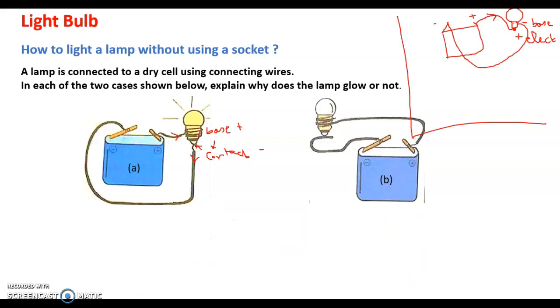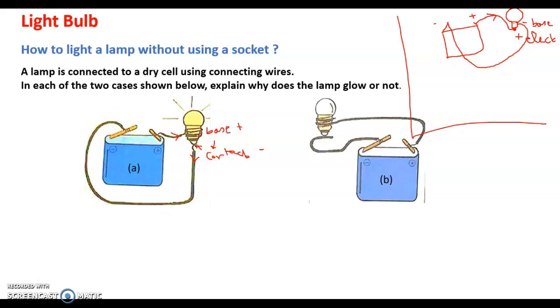How to light a lamp without using a socket? A lamp is connected to a dry cell using connecting wires. In each of the two cases shown below, explain why the lamp glows or not. So now, instead of connecting the light bulb directly to the battery, we are using connecting wires. You know that connecting wires are mostly made of copper that is covered by an insulating material in order to protect the user. So only the ends of the wire are not insulated. However, the other part is insulated to protect the user.